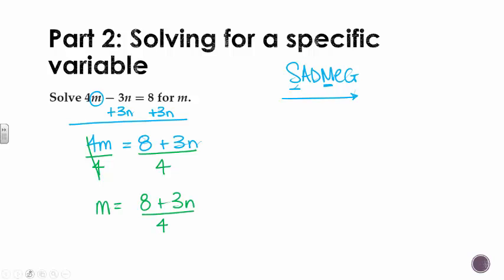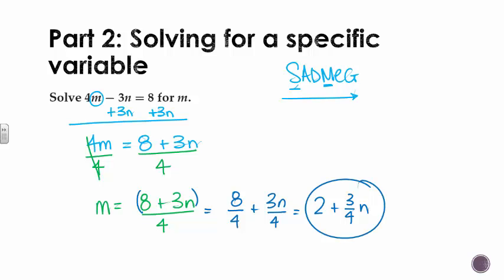Now it's very tempting here to say, oh look, 8 divided by 4, I'm going to make that 2. But remember that there's imaginary parentheses right here. So if you want to, you could do 8 divided by 4 plus 3 divided by 4n, and then you could simplify this and tell me that it's 2 plus 3/4 n. But that seems like a lot of work when this is a perfectly acceptable answer. So make sure you don't just cross this off and tell me that it's 2 plus 3n, because the 3n also needs to be divided by 4.